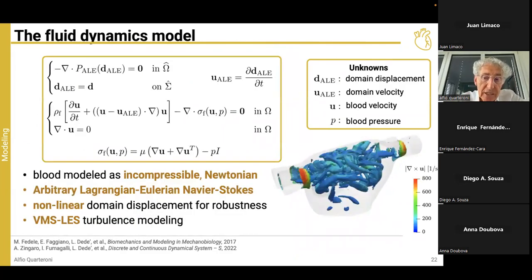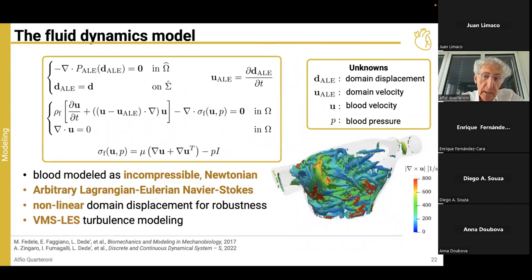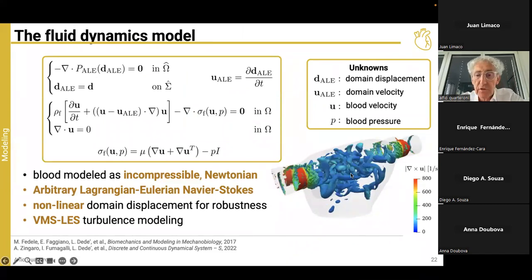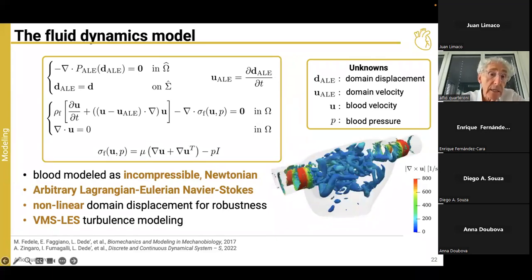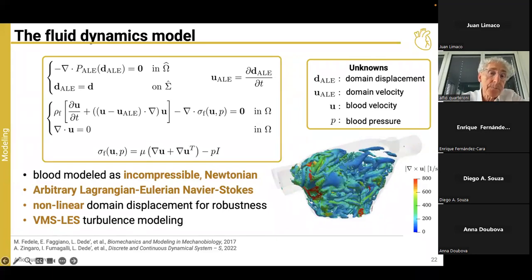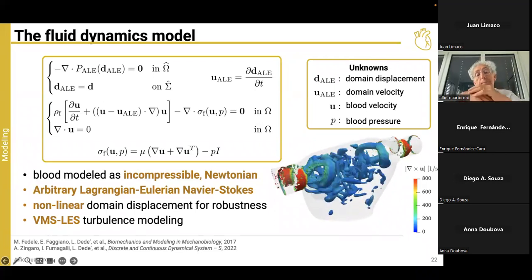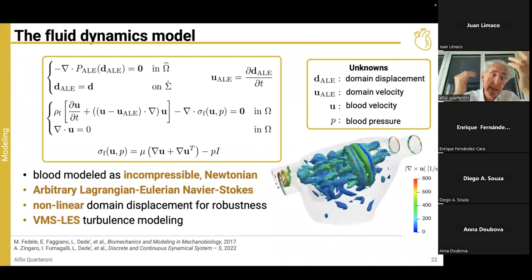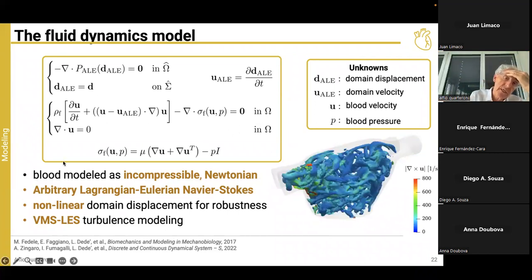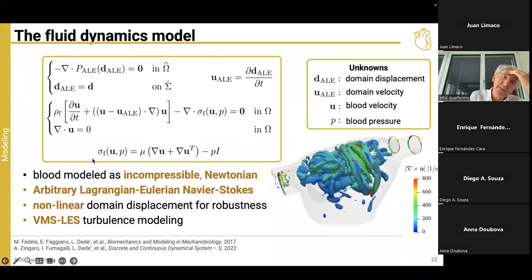Then we have to address the fluid dynamics, what happens in the atria, as you see here, and in the ventricles. And we use the Navier-Stokes equations. The Navier-Stokes equations for incompressible viscous fluids. We have the momentum equations, and we have the continuity equation.